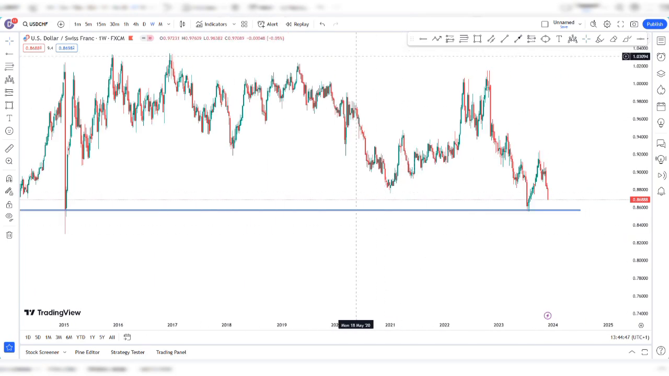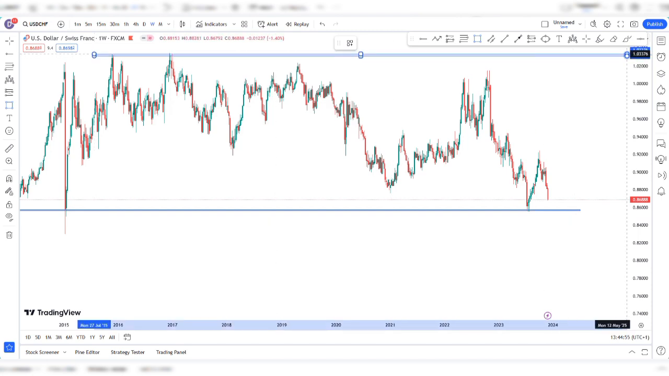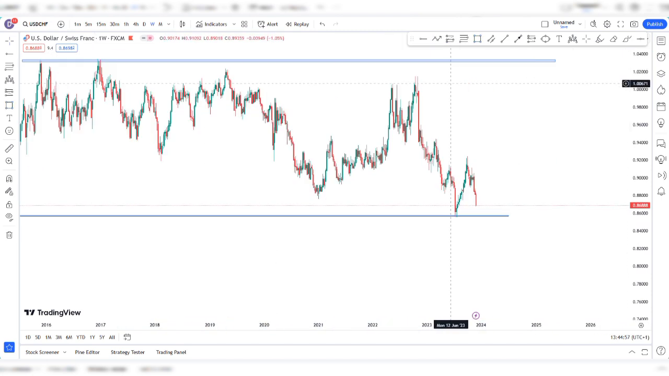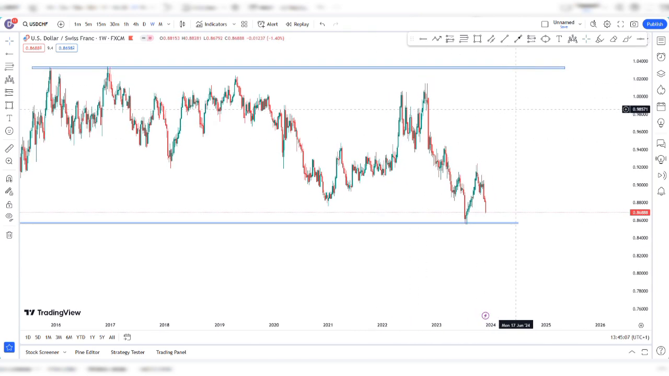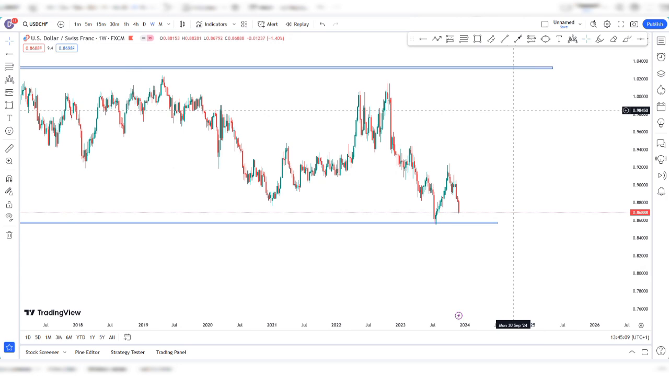Next is to identify our key resistance area. The key resistance area would probably be here. That will be one of them on the weekly time frame, at the 1.03 area, and then the support at the 0.856 area.